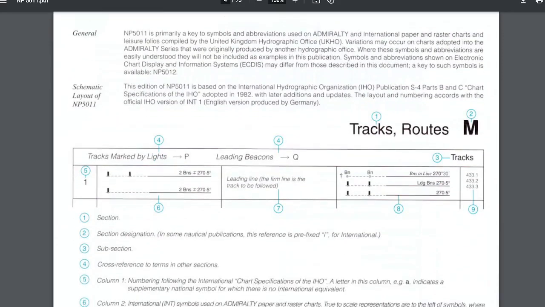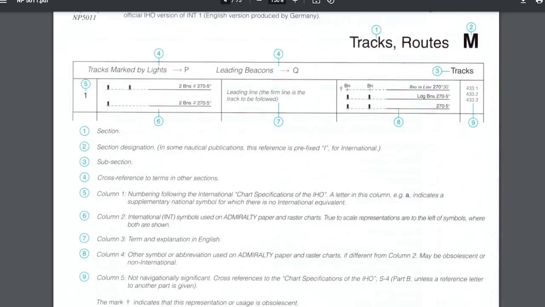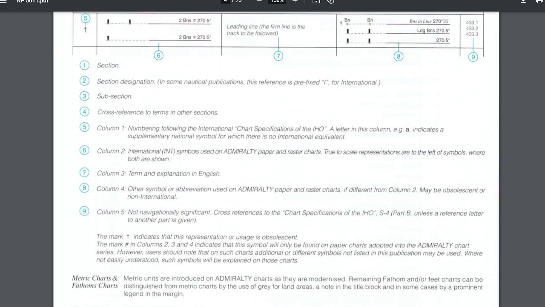So this is the layout, the schematic layout of NP5011. This is giving you an idea how to refer to the book, and these are the keys. Where the one is circled, it means the section, subsection, and henceforth you can read this up later and get an idea. The most important thing here is this particular mark. It means that this representation or usage is obsolescent. That means it is no longer in use basically.